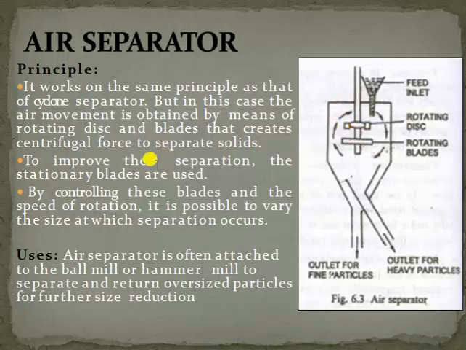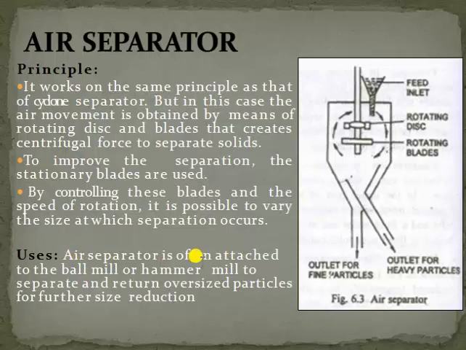How does it work? Now we'll see. To improve the separation, stationary blades are used. By controlling these blades and the speed of rotation, it is possible to vary the size at which separation occurs. Means with the help of this rotating disc and blade, varying sizes of particles can be separated out.